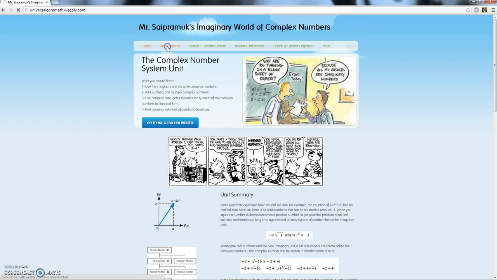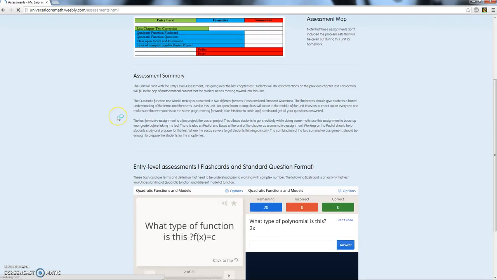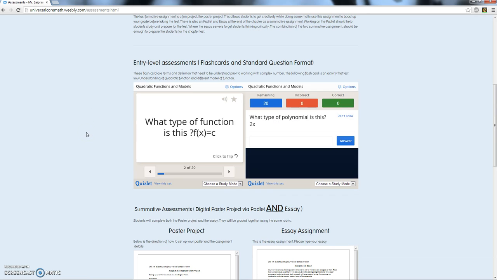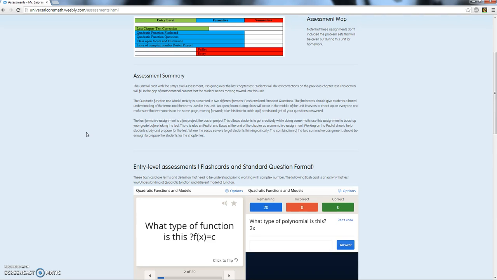So the first thing is the assignment. The assignment starts with a last chapter test correction, which is students will go over basically their previous chapter, making sure that they get what they need from the previous chapter moving forward, because math builds on top of each other, so students will need that. So that is sort of the entry-level assessment for this.